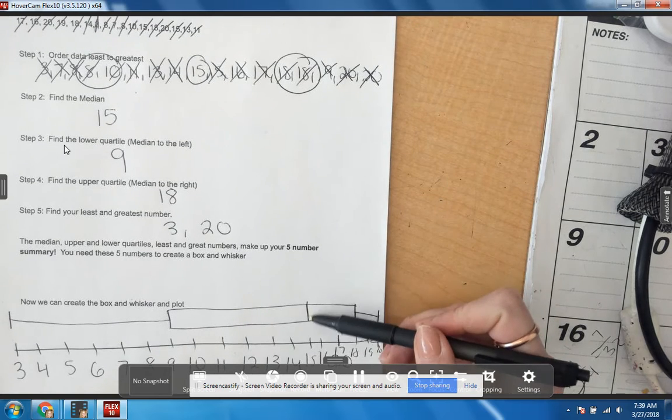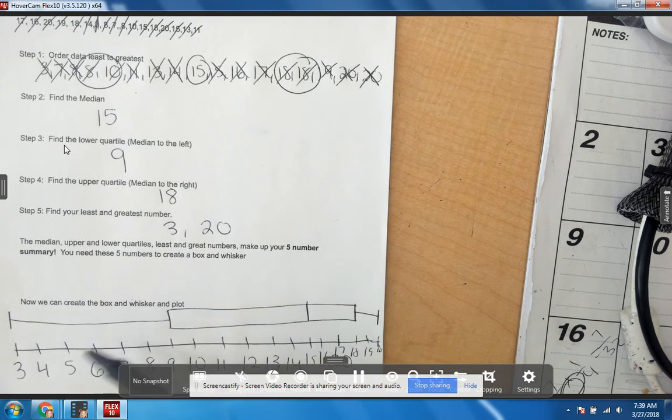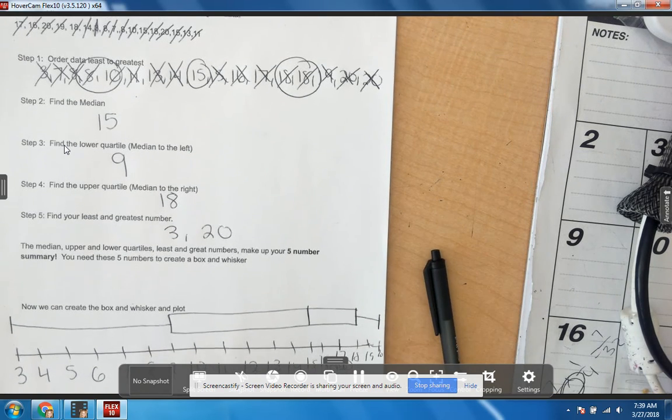This is showing that this is the median, the largest number, the median to the right, the upper quartile, the median to the left, the lower quartile, the smallest number. Okay, so we're going to practice making these, and then I'll explain to you how to interpret them.